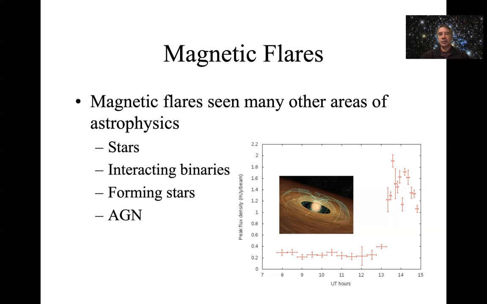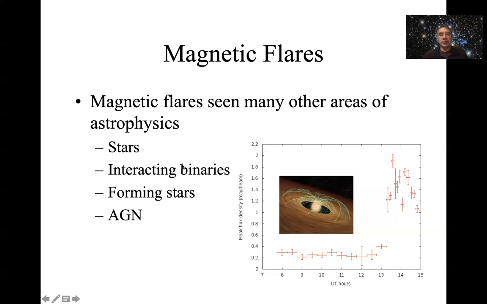With cooler surface layers, the convection is much deeper down into the star. They have even stronger dynamos and very strong magnetic activity. So the very cool stars, so-called M dwarfs, really flare a lot. They're very magnetically active.